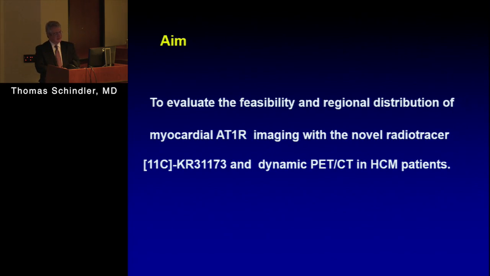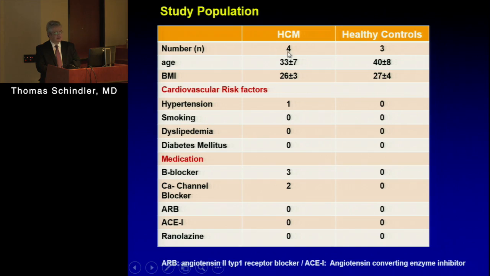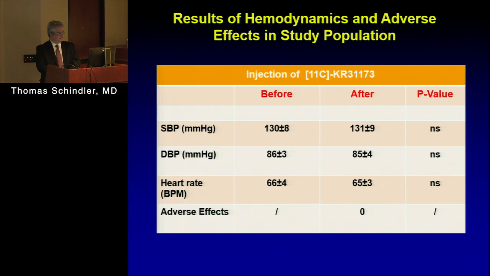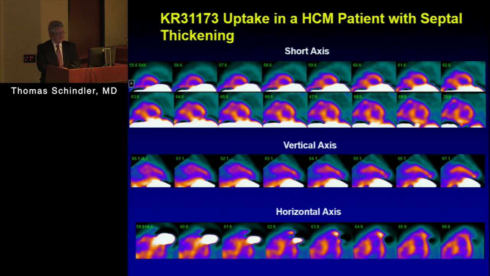So we evaluated the regional distribution of this AT1 receptor with the new radiotracer KR31173 in HOCM patients. In this case, we investigated 4 HOCM patients and 3 healthy controls. In the meantime, we have 7 and 5. Hemodynamic conditions before and after injection of the radiotracer did not change. We have to document this for the FDA, that there are no hemodynamic effects and that the patient is not having any side effects.